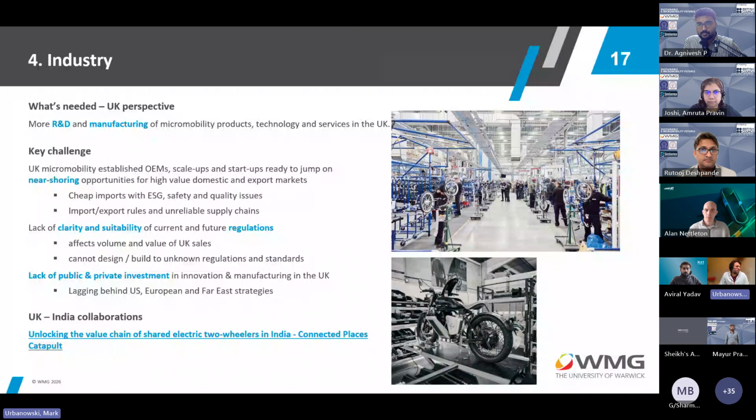Finally, a quick look at the UK industry. I showed before the slide with all the Union Jacks, so you can see we've got dozens of different UK manufacturers. What we'd like to have in the UK is more R&D and more manufacturing of micromobility products, technology, services, but there are challenges around nearshoring, because there are so many cheap imports, many of them with safety and quality issues coming into the UK.